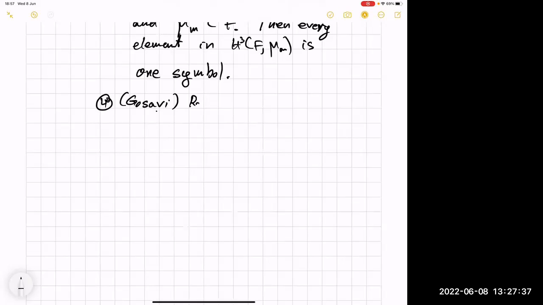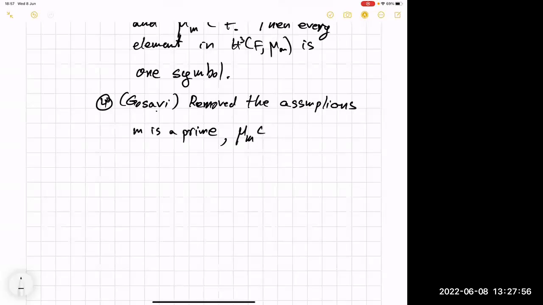He removed the assumptions. First, that m is a prime, so m need not be a prime. And he also removed the assumption that μ_m is in your base field, and still the result holds. These generalize the results of Parimala and Suresh, which is very, very nice.